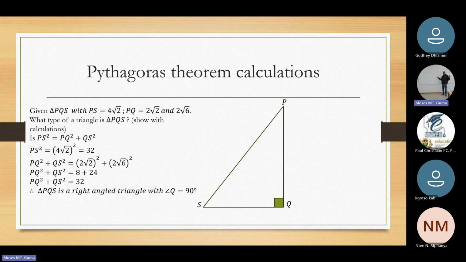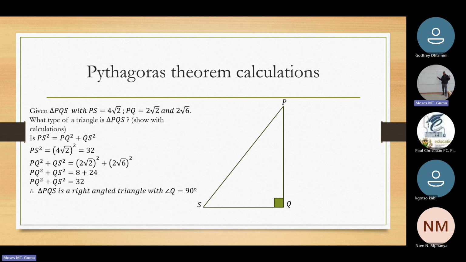Now, looking at that angle, it can be 90 degrees. And looking at this one, it can be 90 degrees. But looking at that one, I suspect that angle Q might be 90 degrees. Now, my first question is: does PS squared equal PQ squared plus QS squared? Is this side, which is opposite the angle that I suspect to be 90 degrees, equal to the sum of the squares of the other two sides? That is the question I'm asking myself.